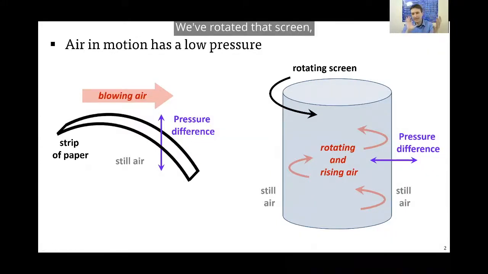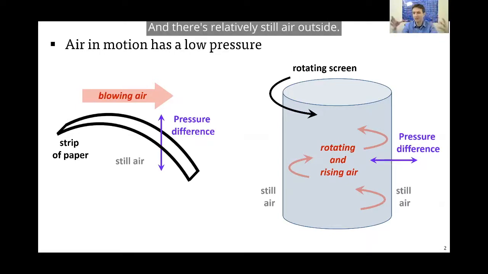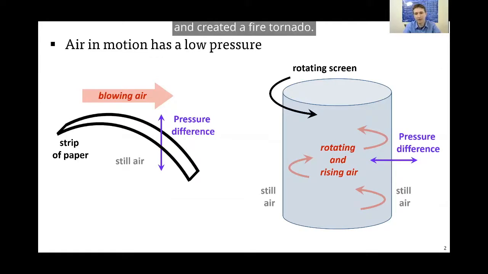We rotated that screen. The rotating air, which was also heated, created something like a helix that I'm showing with these red arrows inside the cylinder. That rotating and rising air was air in motion, and that has a low pressure. And there's relatively still air outside, and that pressure difference actually oxygenated the fire and created a fire tornado.